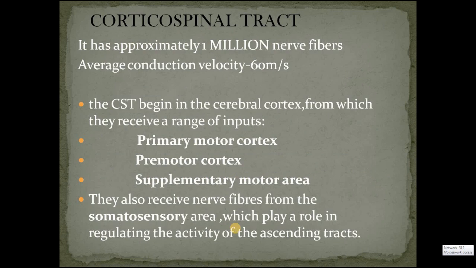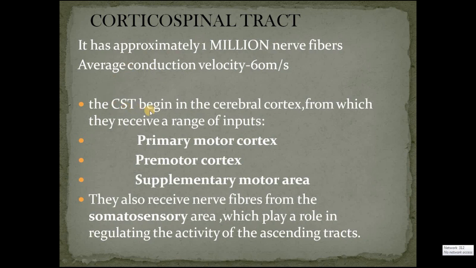Now what is the corticospinal tract? Corticospinal means it takes the information from the cortex to the spinal cord, so it is called the corticospinal tract. It has approximately 1 million nerve fibers on average and the average conduction velocity is 60 meters per second.